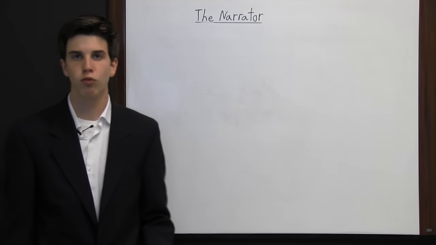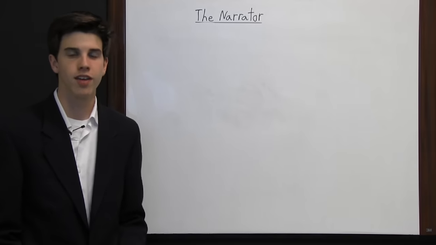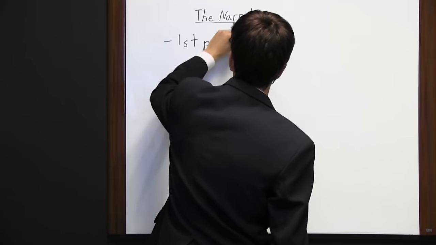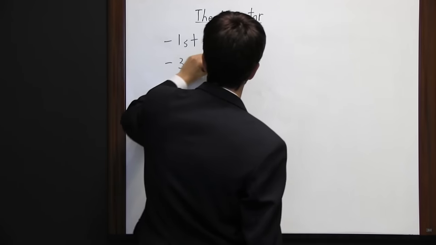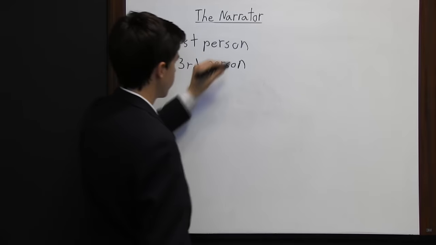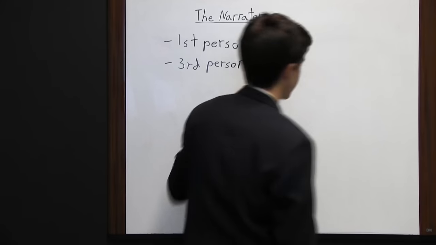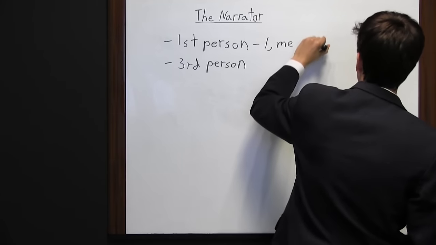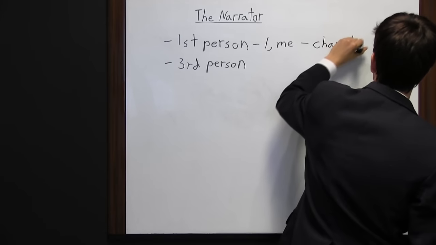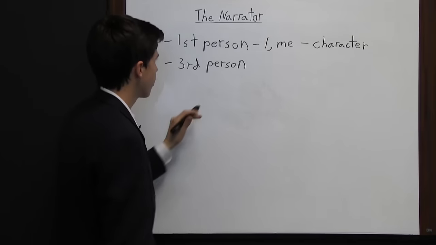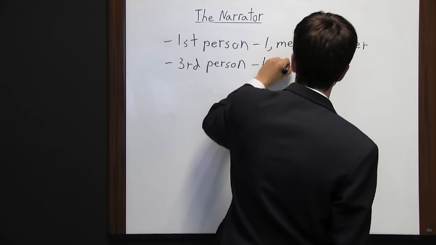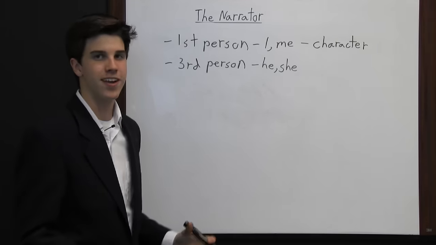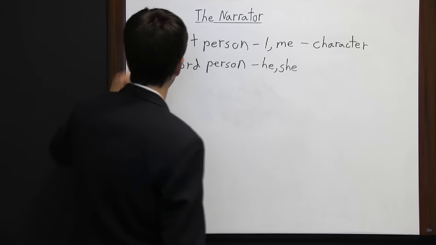The narrator plays an important role in the story, and it's important that you as a reader understand the narrator. So a narrator can talk in first person or in third person. In first person, the narrator will use pronouns like I and me, because they're talking about things they're experiencing and things they see happening. And in this case, the narrator will actually be a character in the story, so it's important to understand which character they are playing. In third person, the pronouns he and she are used, because the narrator is looking onto the situation, saying he did this or she did this, and so they're not a character in the story. So that's one thing you need to understand about the narrator.